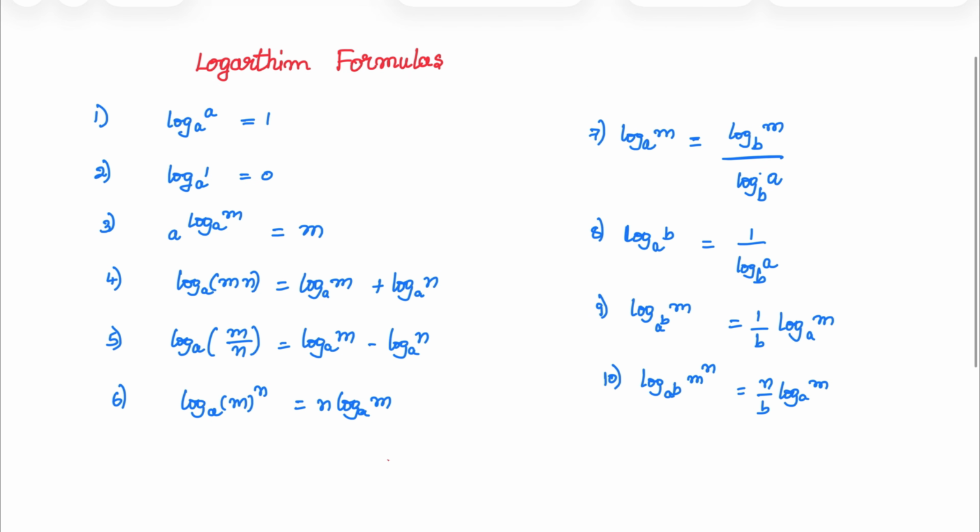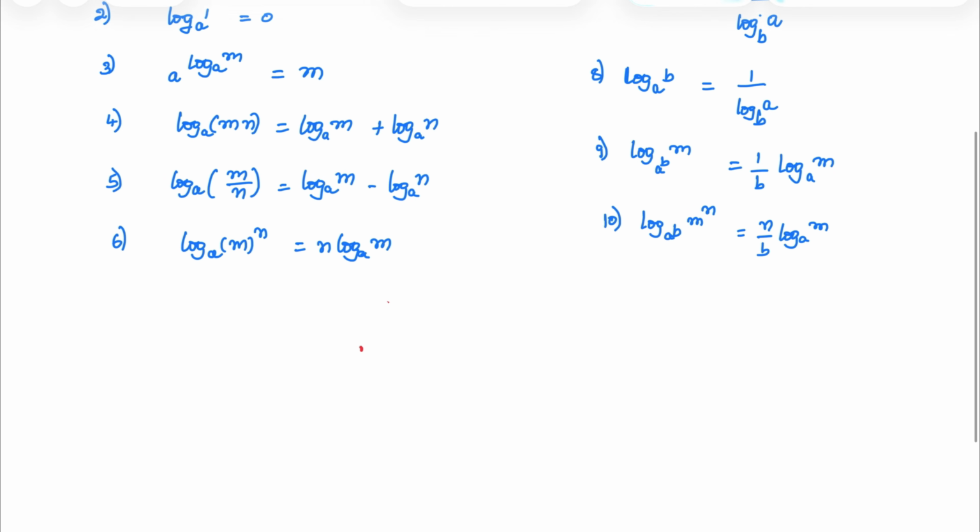In the first lecture we already learned: if a power of x equals n, and we convert this into a logarithm, what will happen? Log n base a equals x. So we will use this formula to prove all the above formulas.